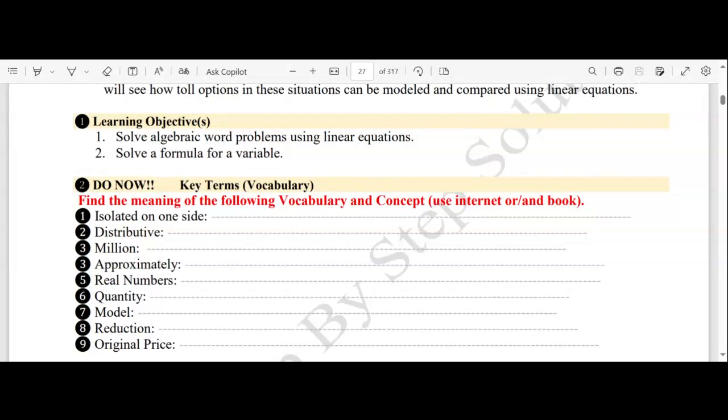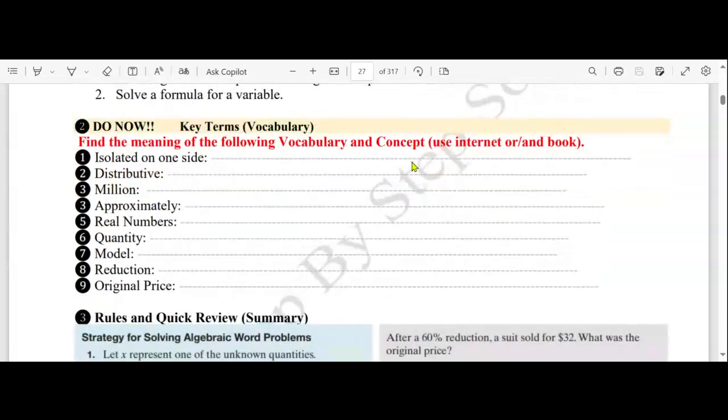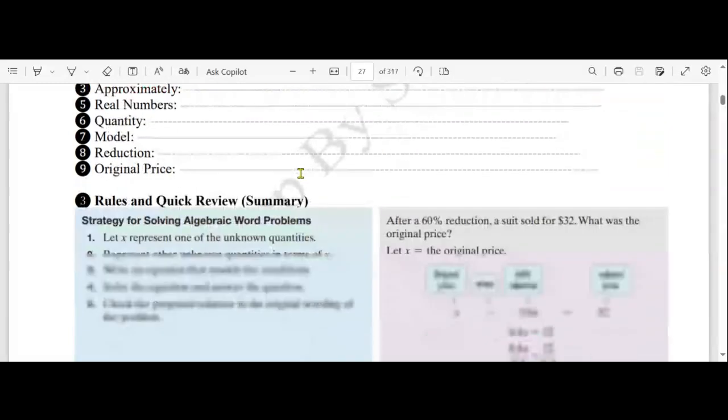Do now, you have key terms, which is vocabulary. You need to look for those key terms on the internet or in the book. You have 9 words here. So do this when you have the time. Okay, let's go for the rules and quick review summary.